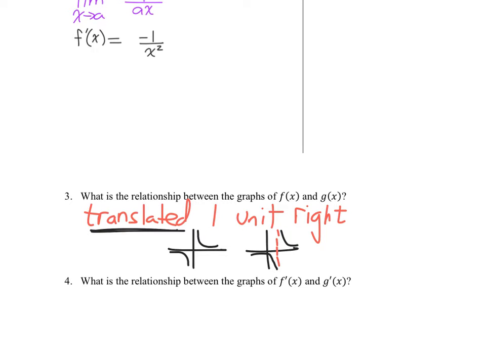All right, so the relationship between the graphs of the derivatives would be the same. If you have just a translation happening in an original function, its derivative would follow that same translation. I could do it with trig also.